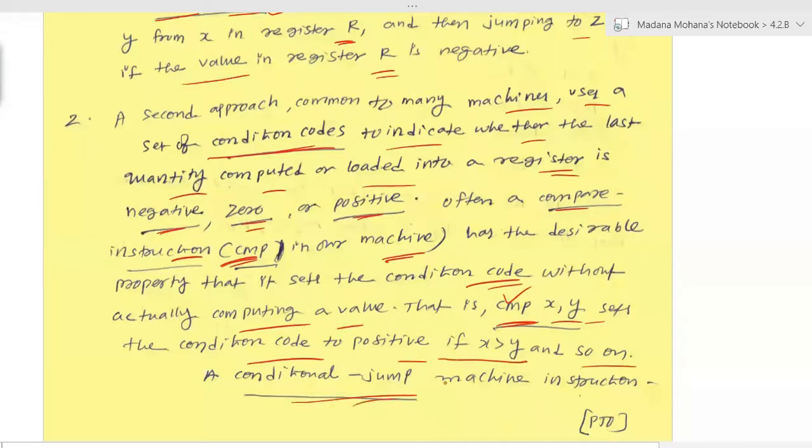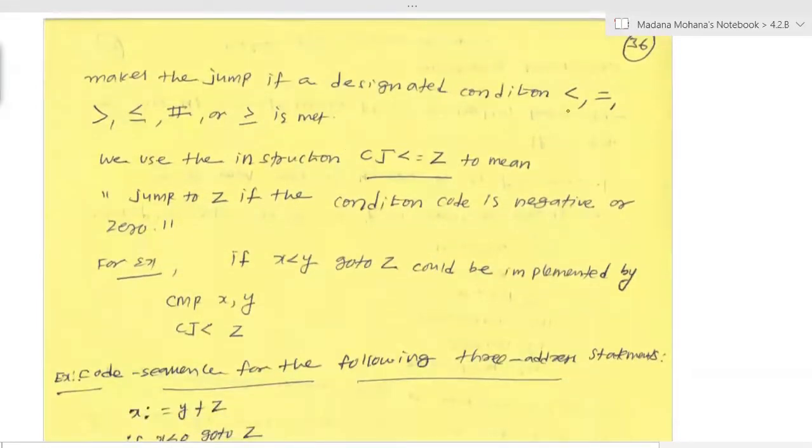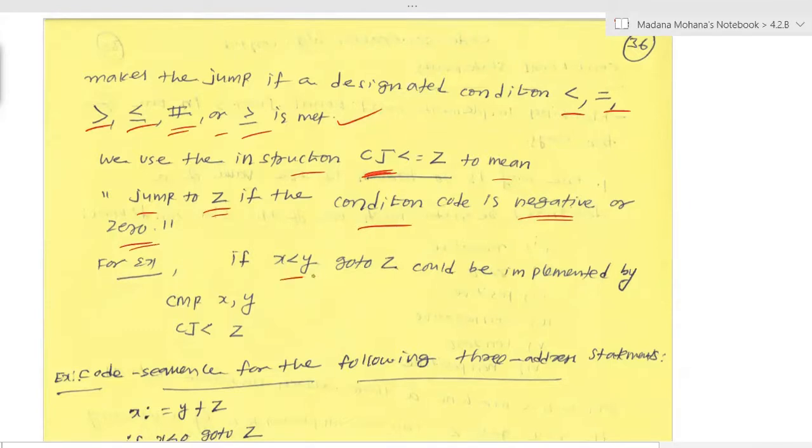Now a conditional jump machine instruction makes the jump if a designated condition, less than, equal, greater than, less than or equal, not equal, or greater than or equal, is met. We use the instruction CJ <= Z to mean jump to Z if the condition code is negative or zero. For example, if X < Y go to Z could be implemented by CMP X, Y, then CJ < Z. This is the modified code with conditional jumps.